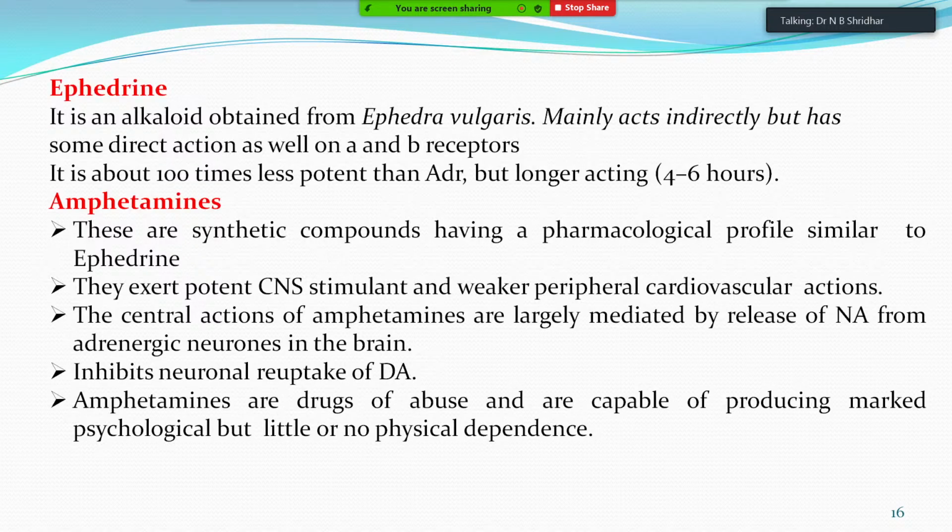Then uptake 2 is the uptaking of the adrenaline from the cytoplasm to the vesicular storage site, and this inhibits the uptake of the DOPA or dopamine. And amphetamines are drugs of abuse, so that's why they are abusive drugs and are capable of producing marked psychological but little or no physical dependence.